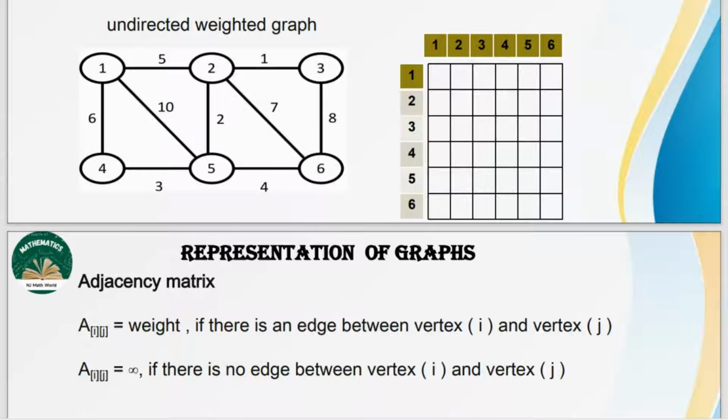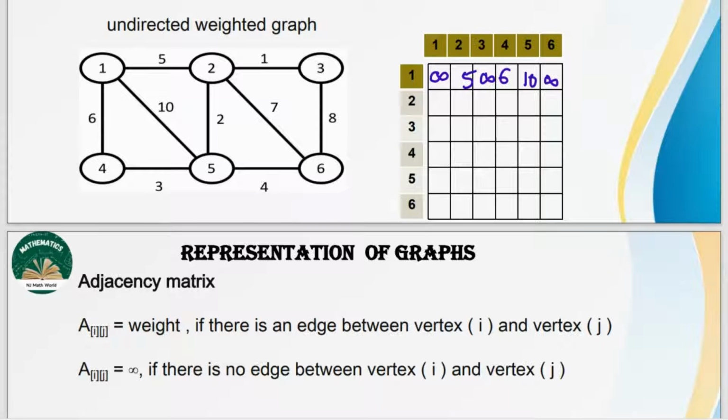1 to 1. We have no loop, so it is infinity. Then 1 to 2, it is 5. 1 to 3 we don't have. 1 to 4 is 6. Then 1 to 5 is 10. The remaining we don't have, so it will become infinity.